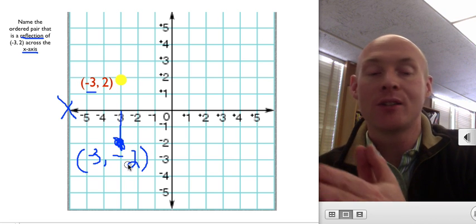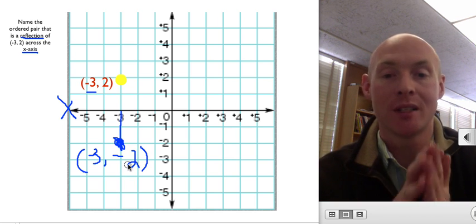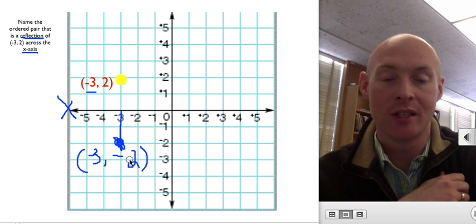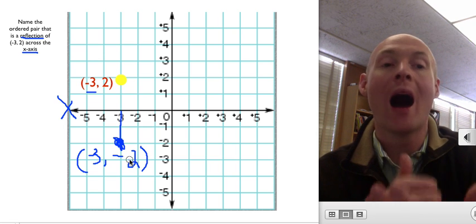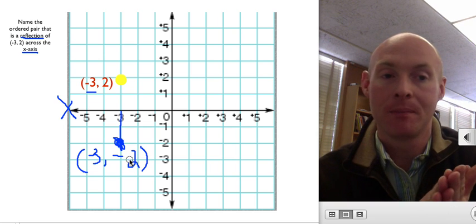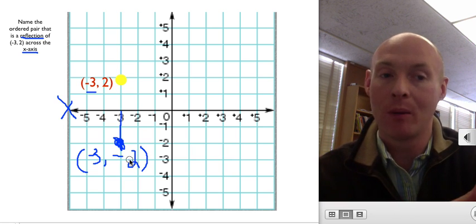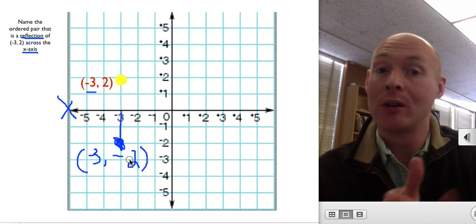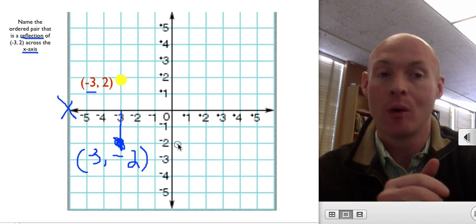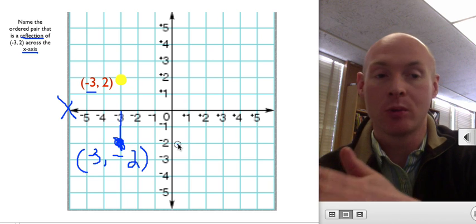Many of you will recognize from a few days ago when we talked about opposites. The opposite of 2 is -2. So the y changed to its opposite. When you reflect off the x-axis, x will stay the same, y will be the opposite. When you reflect off the y-axis, y will stay the same and x will be its opposite.